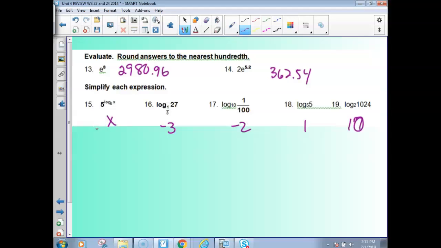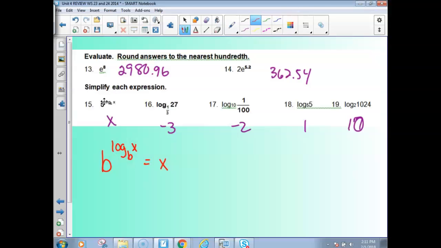I had someone ask me in my other class about 15. Yes. Okay, so I explained that that one is one of the rules that we wrote down: b to the log base b of x will always equal x. So if that matches there and there, then the bases are the same. The answer is the exponent is x.